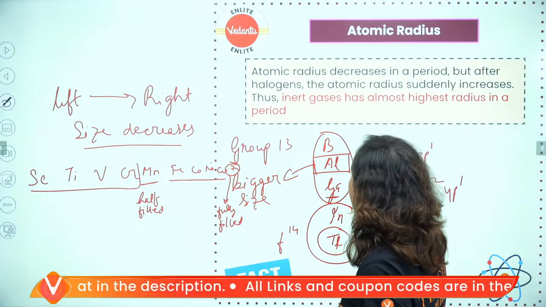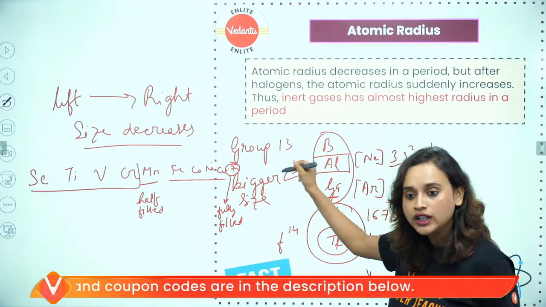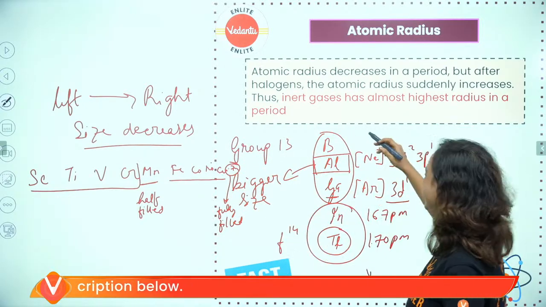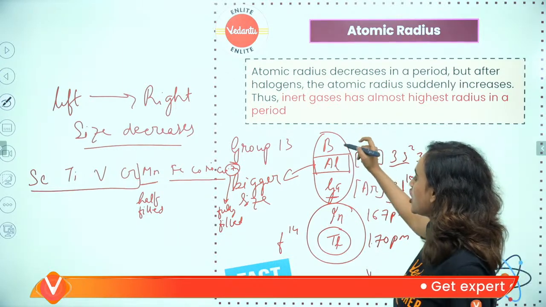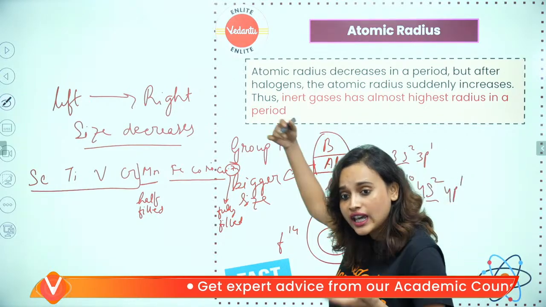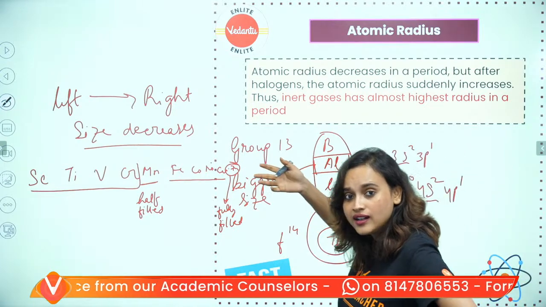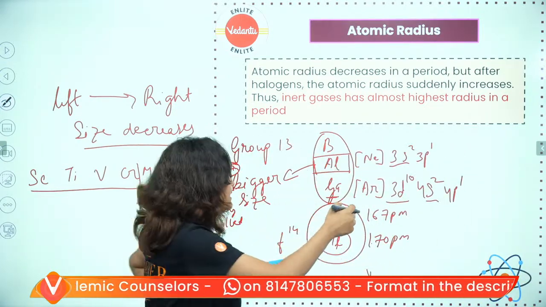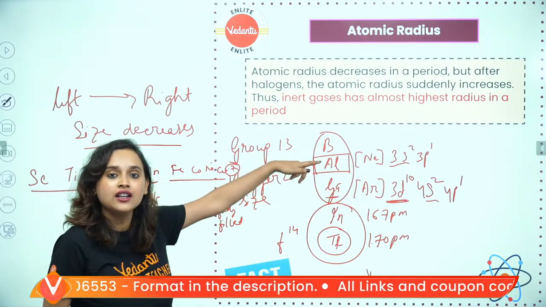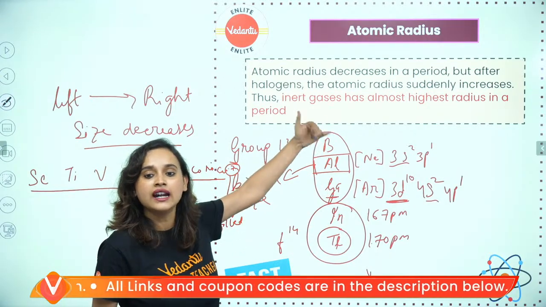Then we understood for group 13. In group 13, we expect gallium to be bigger than aluminium, but that's not the case. We see that aluminium is bigger than gallium. Why? Because of D orbital electrons being present here, there is poor shielding effect. Size decreases for gallium, and for aluminium that increases.